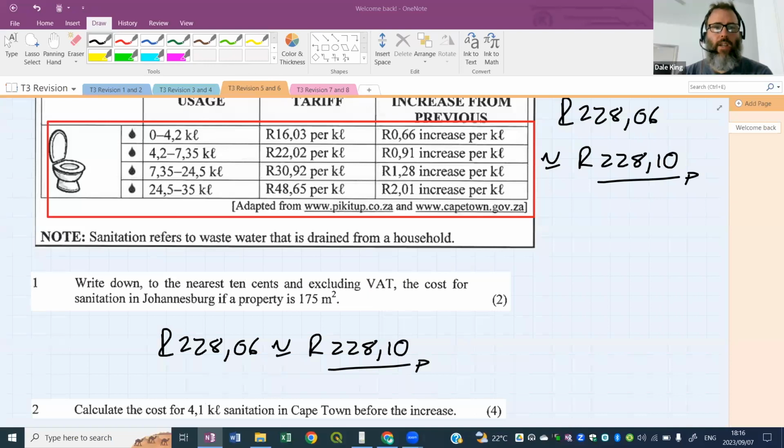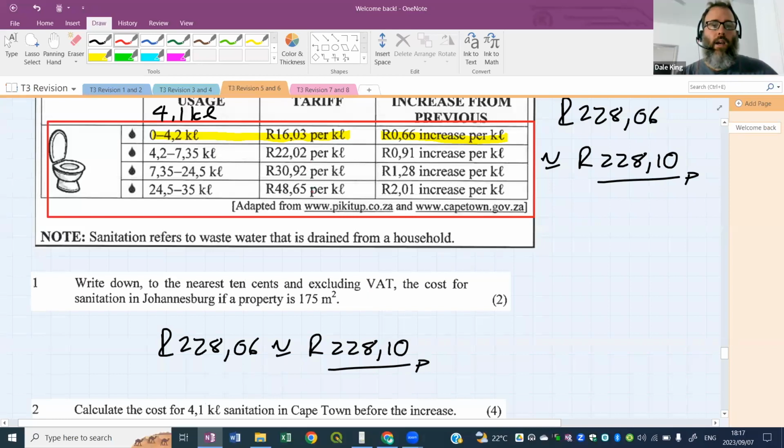Okay, no. You're on the right track there. Okay, but the first thing you said was we need to work in this bracket here. You said 7.35 and 4.2, but the kiloliters they gave us is 4.1. Your second thing was work with this tariff. That is correct. The 16 rand and 3 cents is correct. We need to be working in this first line here, because we got 4.1, which is below 4.2. So from 0 to 4.2, that's the one we're working in.